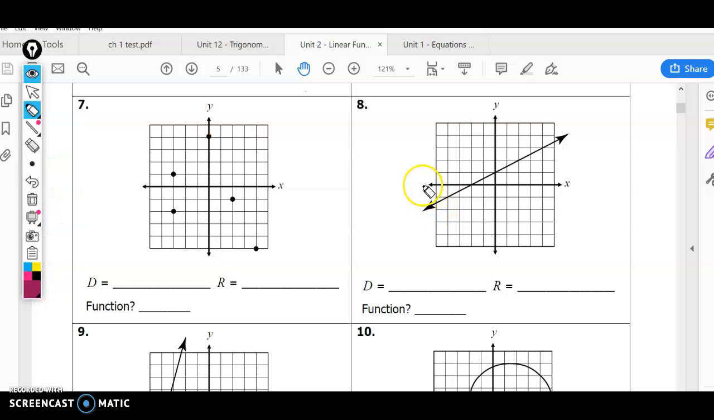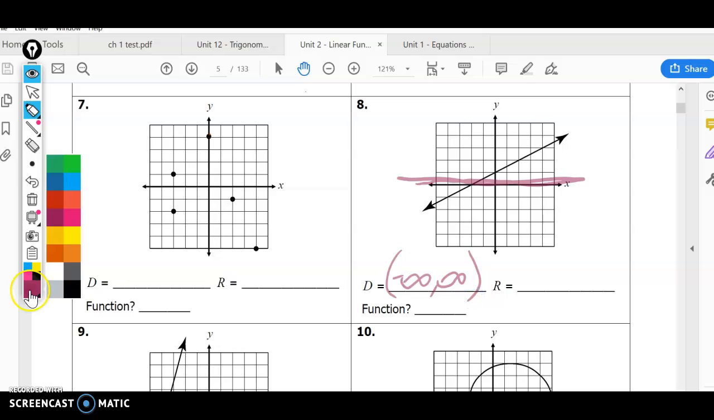The domain, you check out the x-axis left to right. So it goes on forever, infinity and negative infinity in both directions. The way we write that looks like this, with the parentheses. And then for the range, we look at the y-axis going down to up.